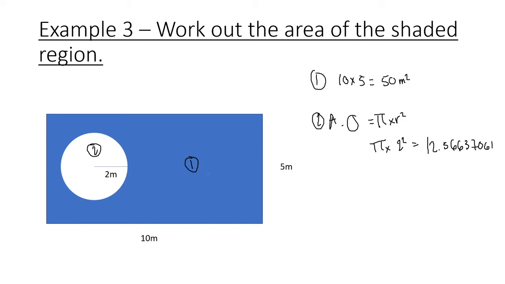And now, because it's again that shaded region, instead of adding we have to subtract, so we have to take away the area of our circle from the area of our rectangle to find only the blue section. So we're doing 50, take away 12.566 and so on, which gives us a final answer of 37.43362939, which to two decimal places will be 37.43 meters squared.